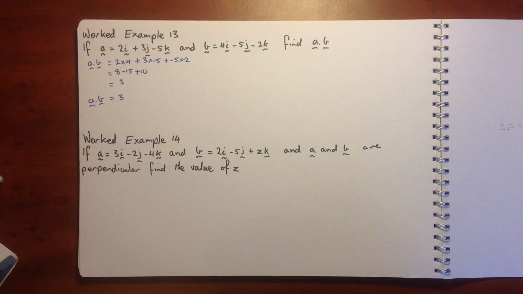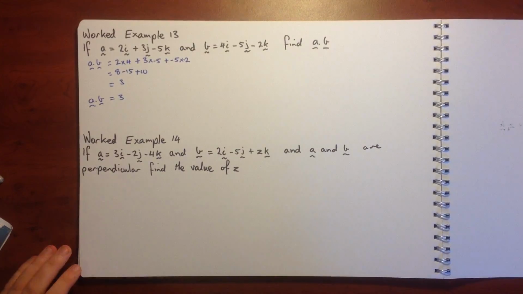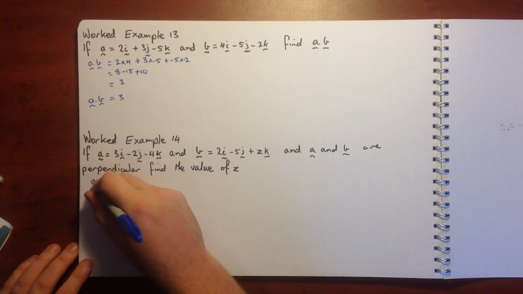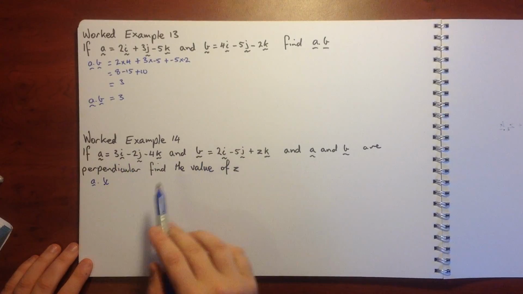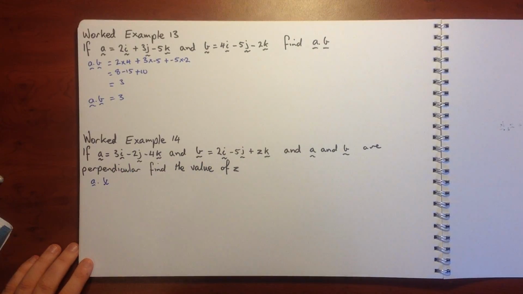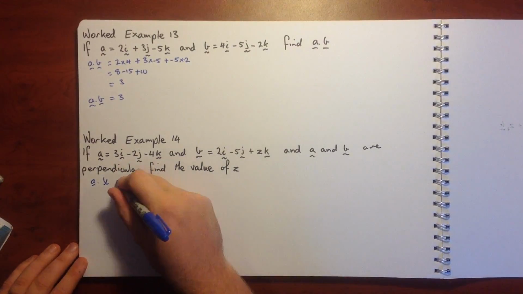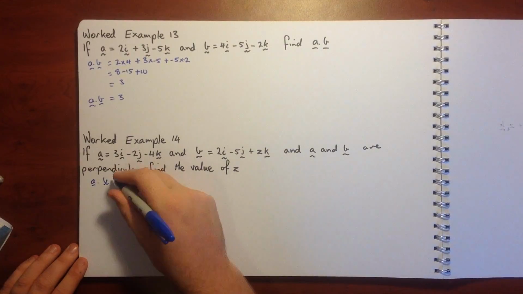Okay, worked example 14. If a equals 3i take 2j take 4k and b equals 2i take 5j plus zk and a and b are perpendicular, find the value of z. Okay, so what we're going to do is start off with doing our dot product. And just as we did up here, it's our x's times our x's, our y's times our y's, and our z's times our z's.